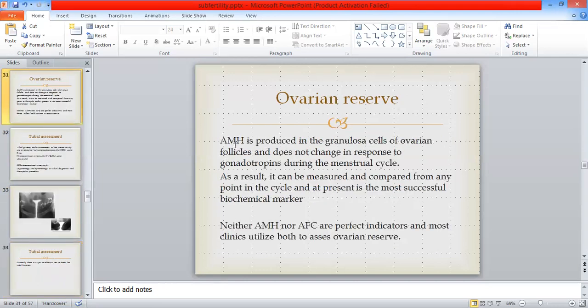AMH is basically anti-Mullerian hormone. This is produced in the granulosa cells of the ovarian follicle and does not change in response to gonadotrophin during the menstrual cycle. It means the AMH has no relation with the timing of the menstrual cycle. As a result, it can be measured and compared from any point in the cycle. At present, it is the most successful biomarker. Neither AMH nor antral follicle count is a perfect indicator, and most clinics utilize both to assess ovarian reserve. If the patient is having good ovarian reserve, there is a high chance of fertility. If the patient has poor ovarian reserve, then the patient has poor chances of fertility.